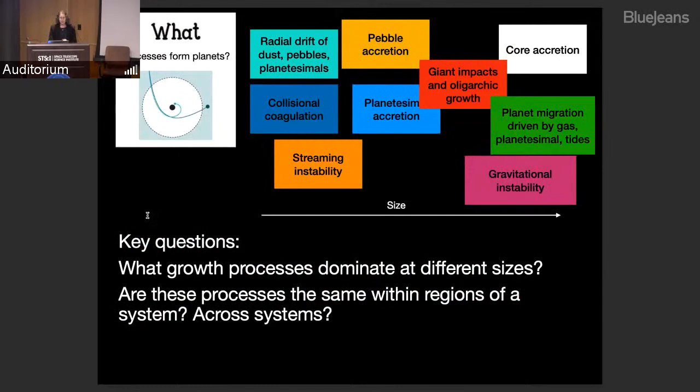All right, so what processes form planets? Ruth gave some wonderful information about some of these different proposed processes we have for growing from dust all the way to full-fledged planets, that there's still a lot of debate about which of these growth processes dominate at different sizes. And when there's more than one possible way to grow, is it the same within regions of a single system? Is it the same across systems? Do we have one system where planet formation works like this and another where it will look like that?